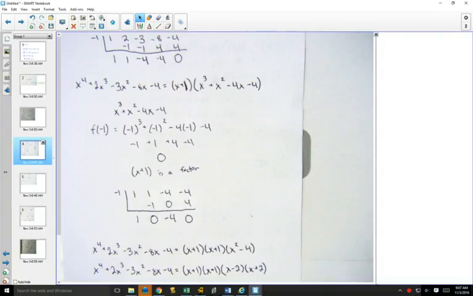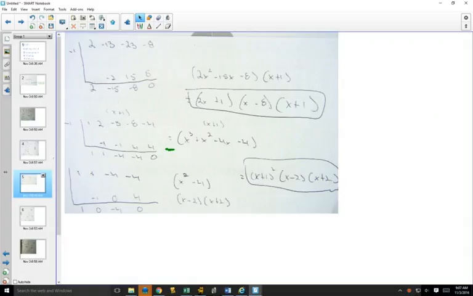So if you're looking back at a way to write things out, you can look back at this example, because this is really nice. Here we got the same sort of thing. We notice that x plus 1 happened twice. It's okay to write that as x plus 1 squared.